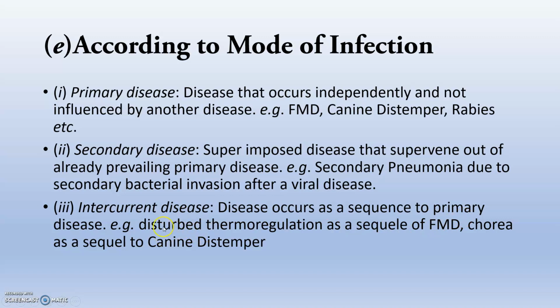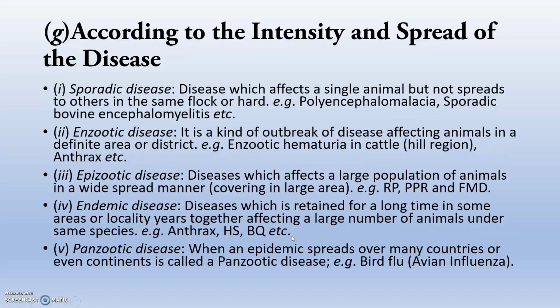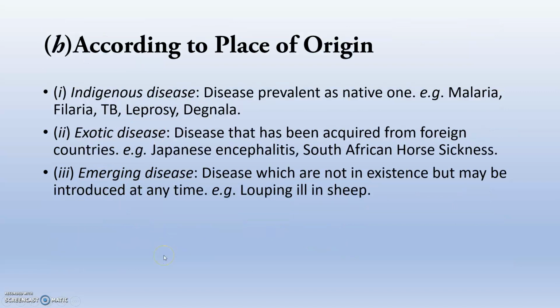If an animal is having FMD, whenever it recovers, it will have disturbed thermoregulation. It is known as panting cow because of thyroid gland problems. According to the intensity and spread of disease, they are classified as sporadic, enzootic, epizootic, endemic and panzootic.